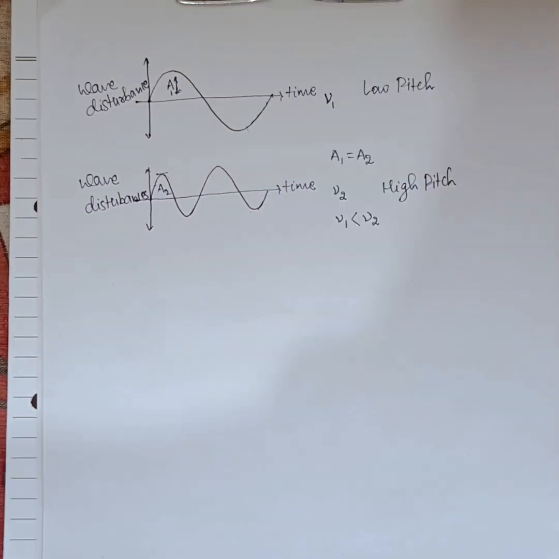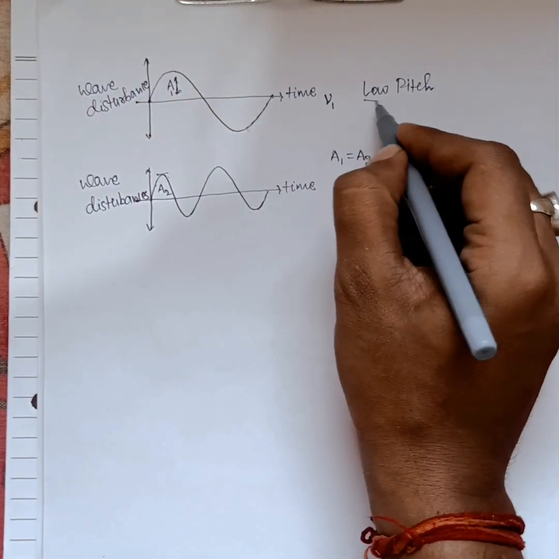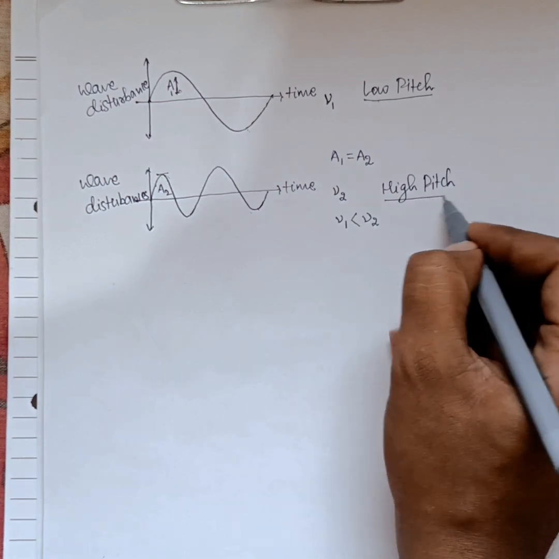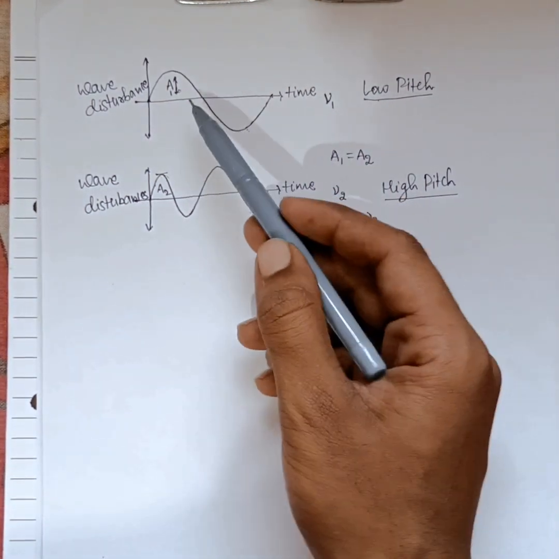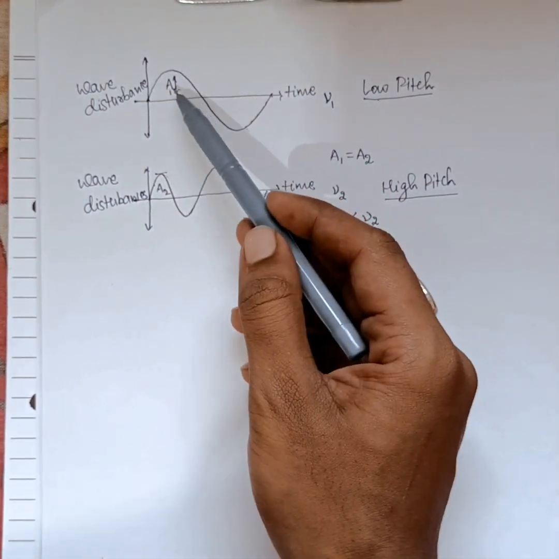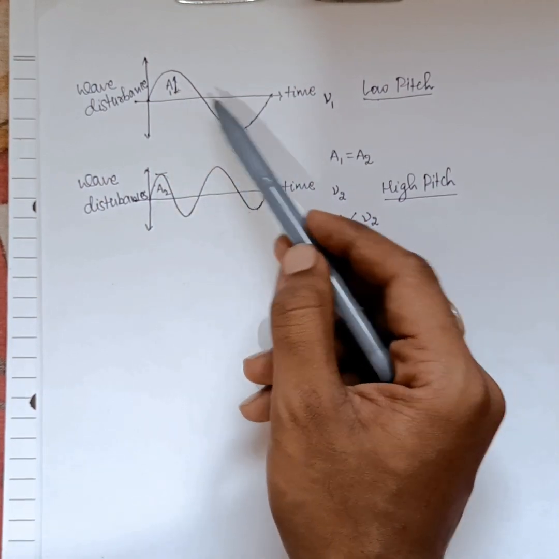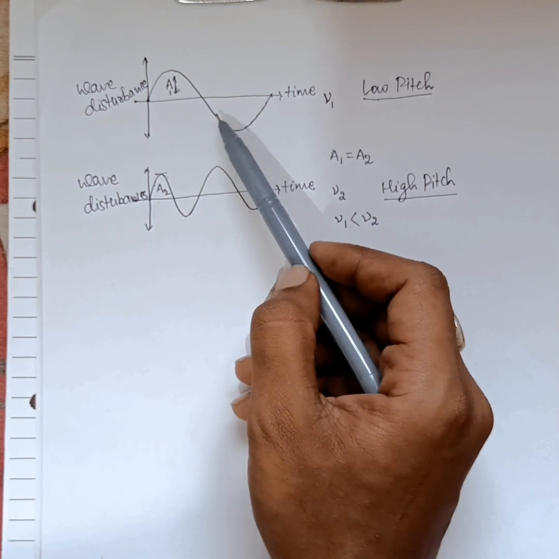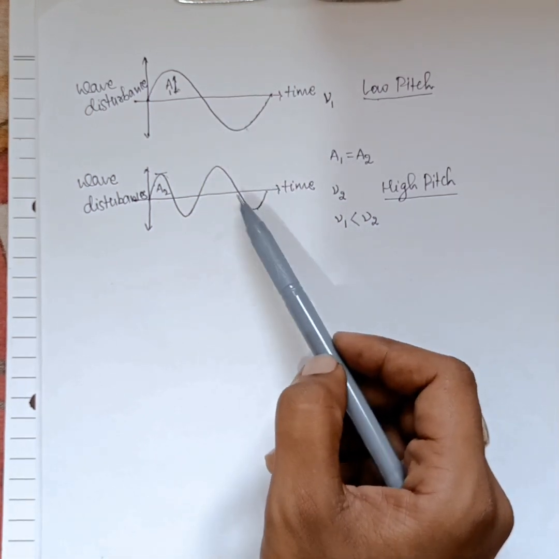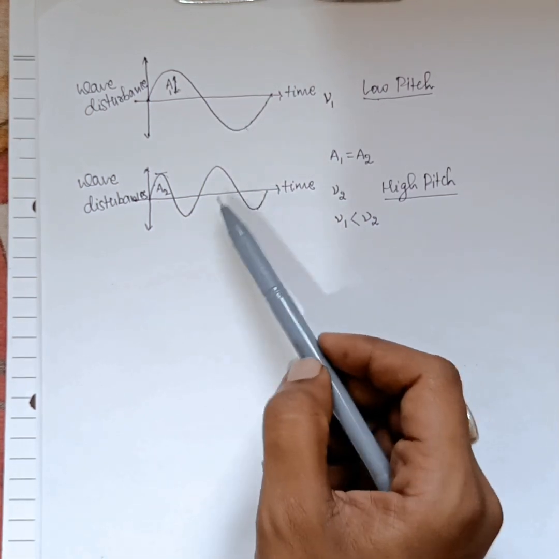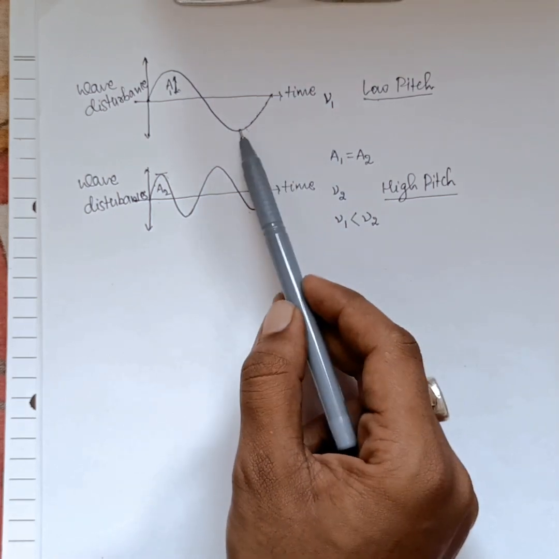Clear? So here this is a low pitched wave and this is a high pitched wave. What is the difference? First, let us see the similarity. The similarity is that in both the waves the amplitude is the same, but the difference is that the frequency of this wave is less than the frequency of this wave. So the more the frequency, the more the pitch; the less the frequency, the less the pitch.